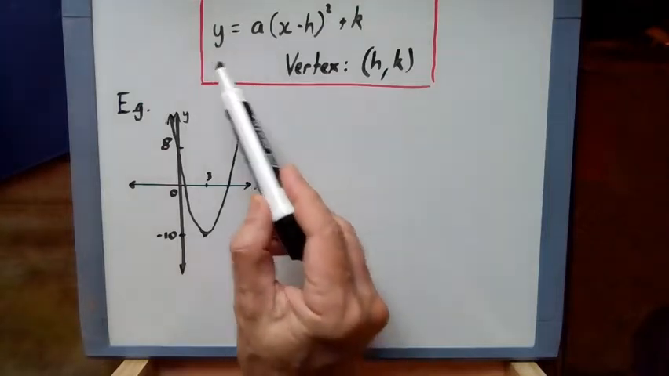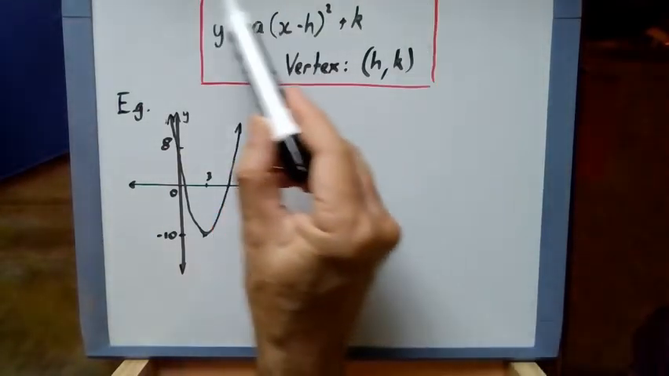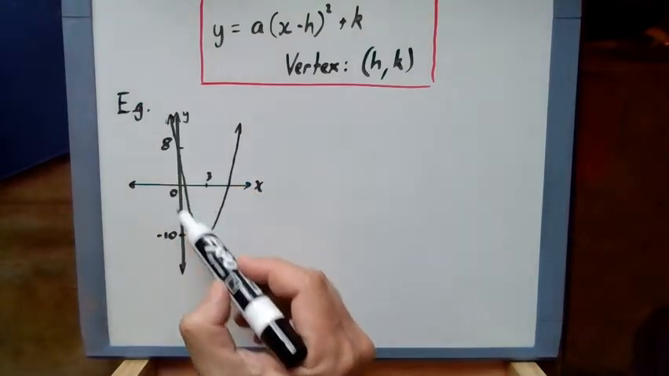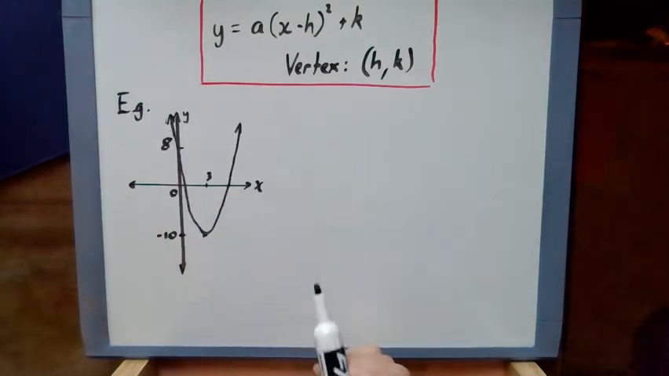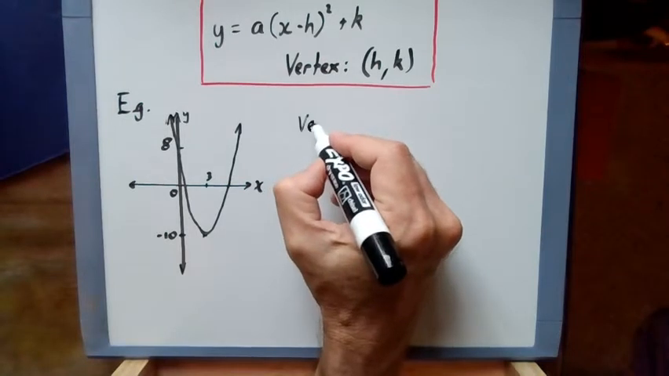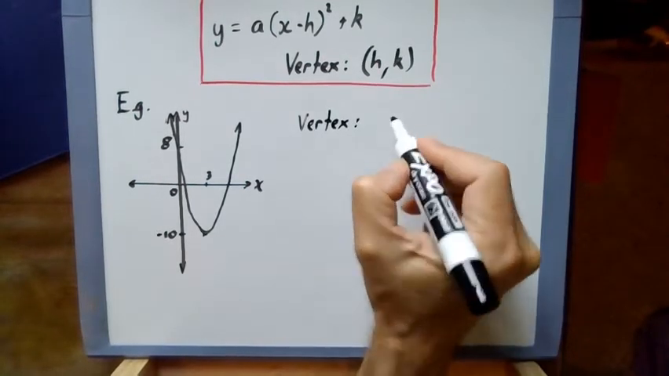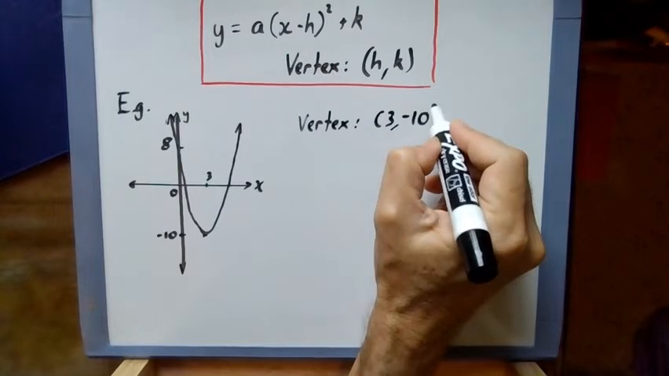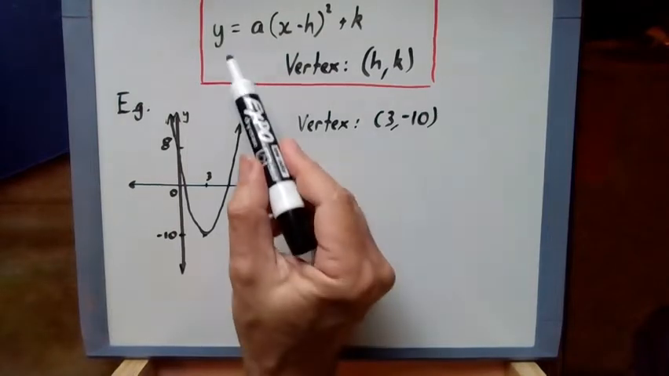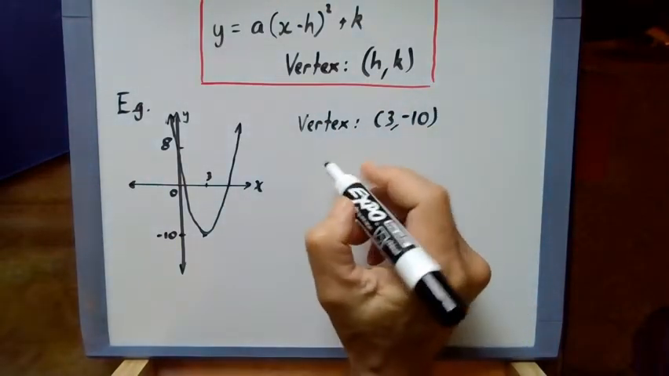We're now going to use this general form of a quadratic or a parabola, which shows us where the vertex is, to work out the equation of this parabola. So first of all, we're going to look for the vertex. The vertex is at 3, minus 10. So now that I have the vertex determined, I can mostly work out what this equation is.